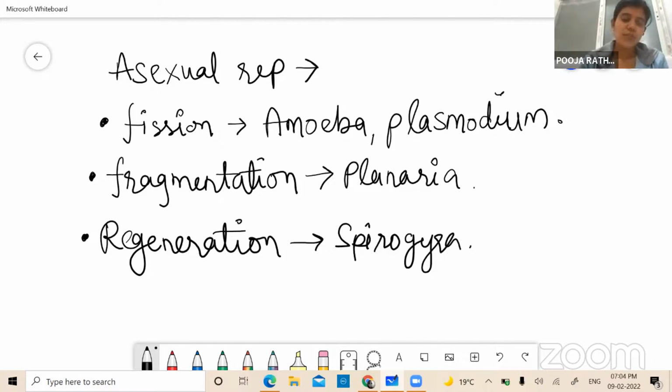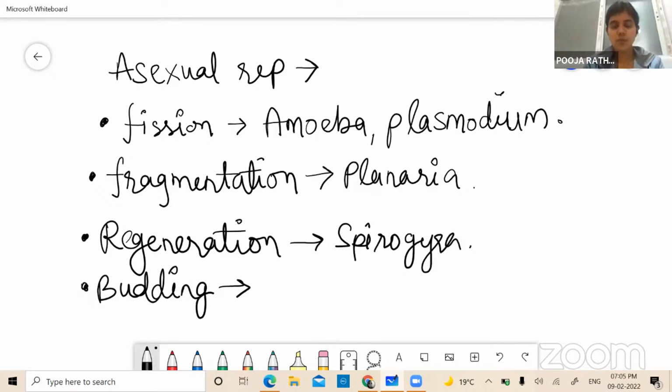Next, after regeneration, we have studied budding. In this, a small bud is used from the body to develop a new full generation or a new body. So that particular outgrowth is called a bud. And in budding, the example is hydra.